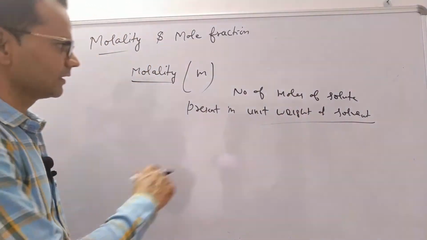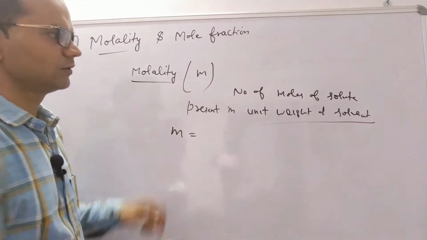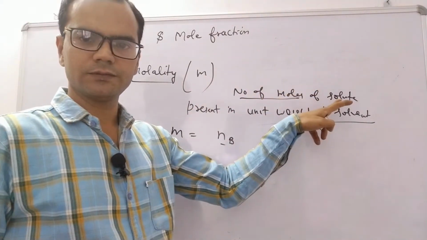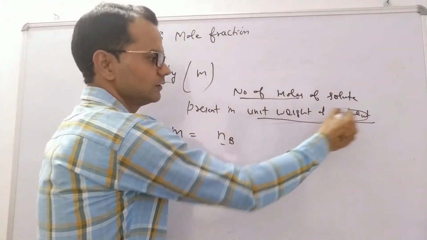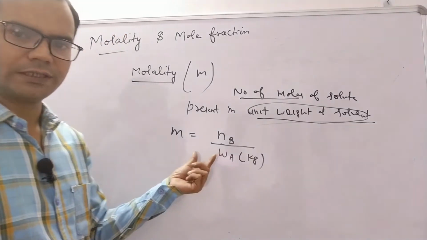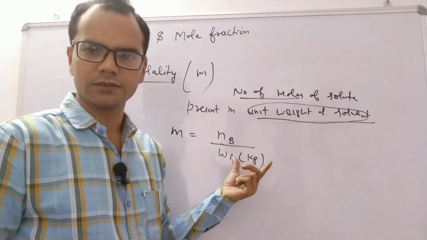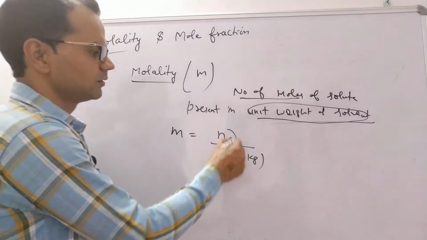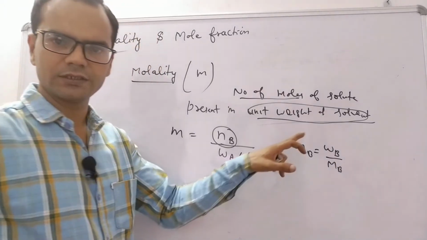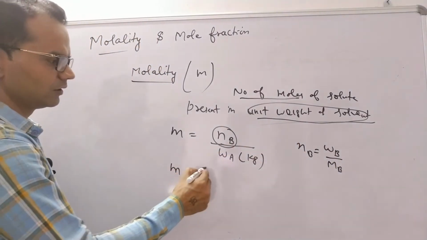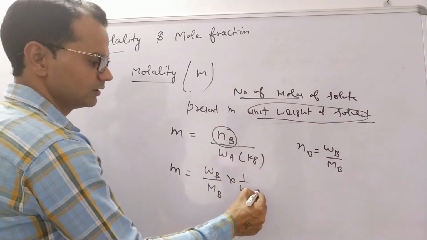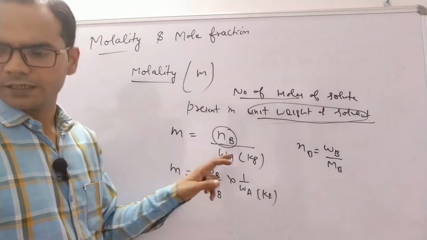So mathematically we can write molality equal to number of moles of solute. NB represents number of moles of solute present in unit weight of solvent, meaning WA in kg. WA represents weight of solvent. As we know, number of moles is given weight by molecular weight, so we can conclude again m equal to WB by MB into 1 by WA in kg.